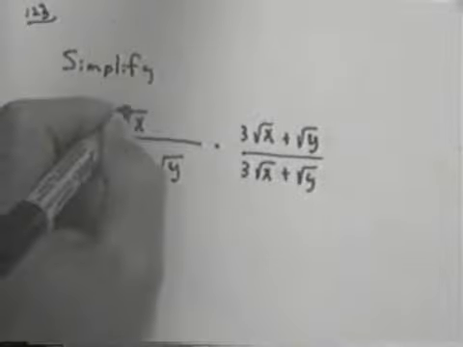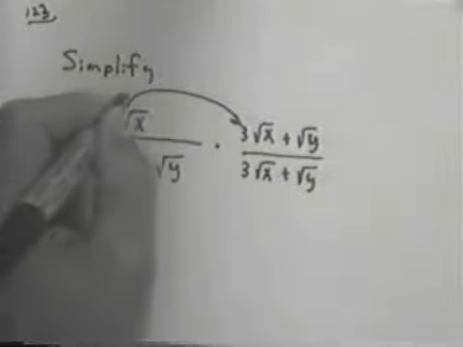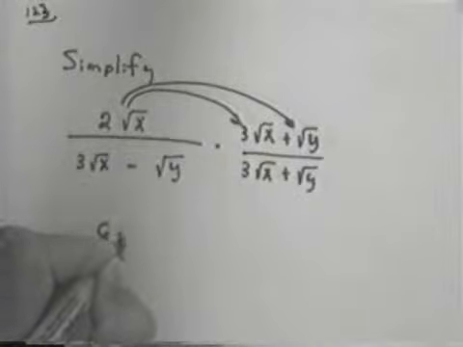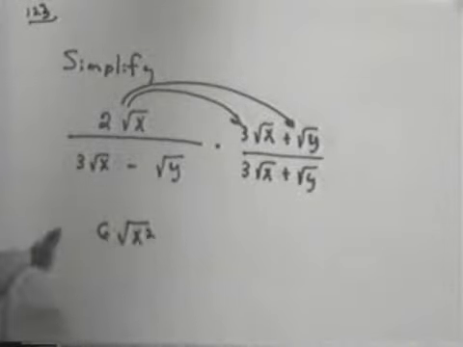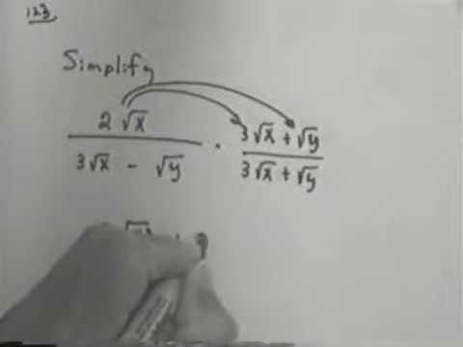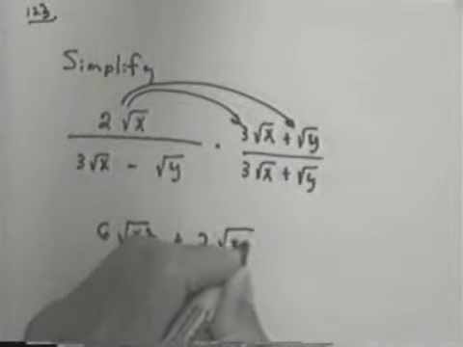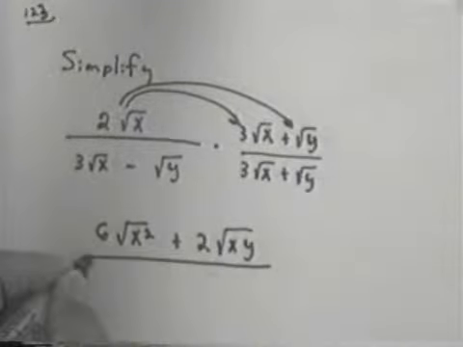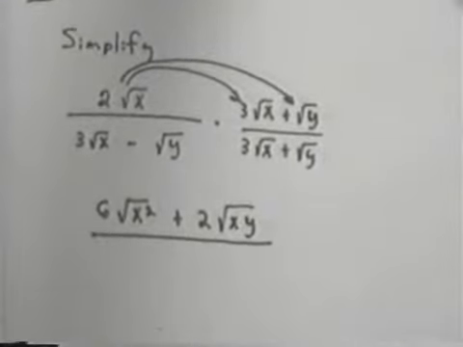I use the distributive property to multiply the numerators. So it would be 6 times the square root of x squared plus 2 times the square root of xy. I use the FOIL method to multiply the denominators.